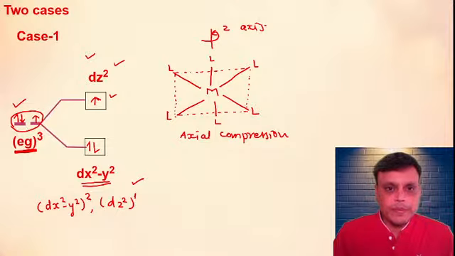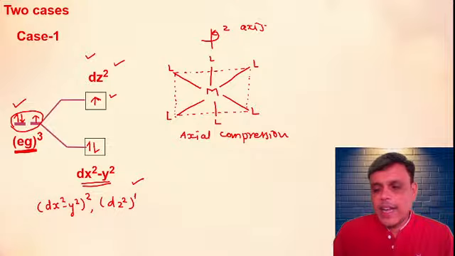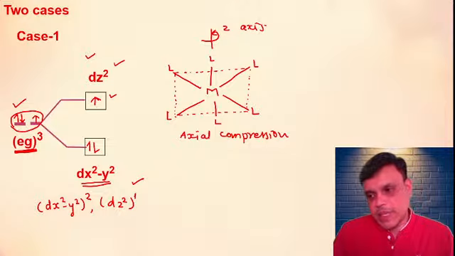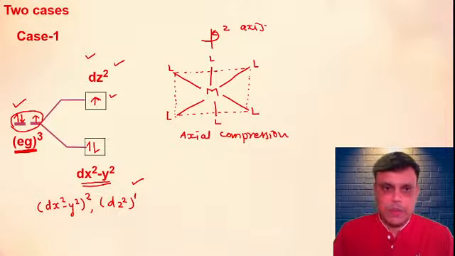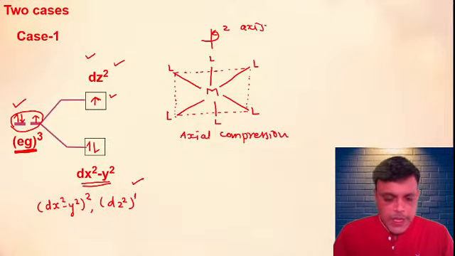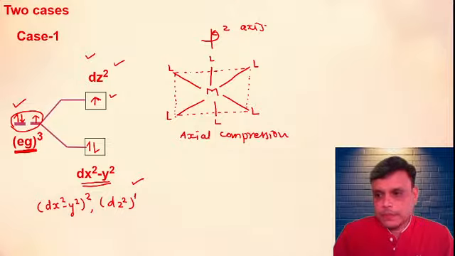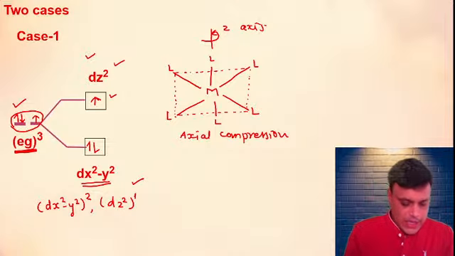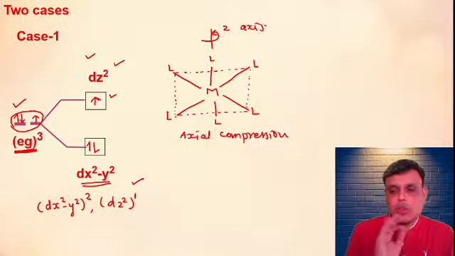Case number 1, when dx square minus y square 2 and dz square 1, when this electronic configuration is there, then axial compression takes place. ठीक है, समझ में आया? Tell me. Correct. Very good. चलो, जय, विश्वजीत, कोमल, रेणुका, they are saying yes sir. So case 1 is over.